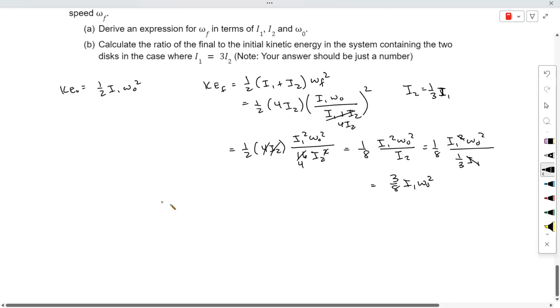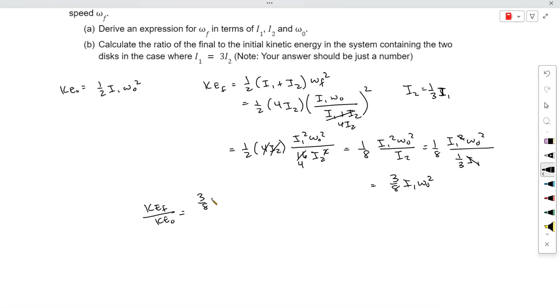So now we're going to do the ratio, kinetic energy final to the initial kinetic energy. And that's going to be 3/8 I1 omega naught squared divided by 1/2 I1 omega naught squared. And those will cancel. And it'll be 3/8 times 2 over 1, which is 3/4.